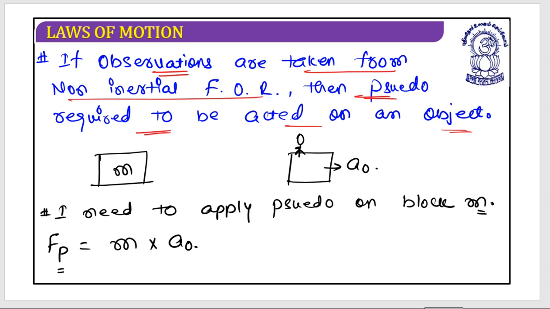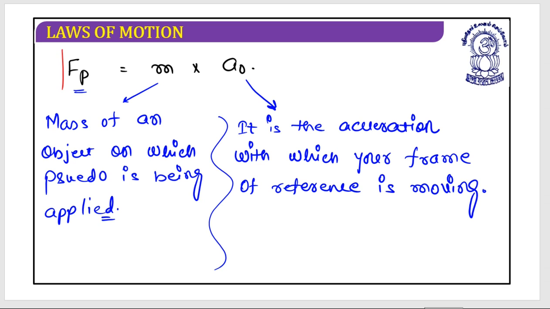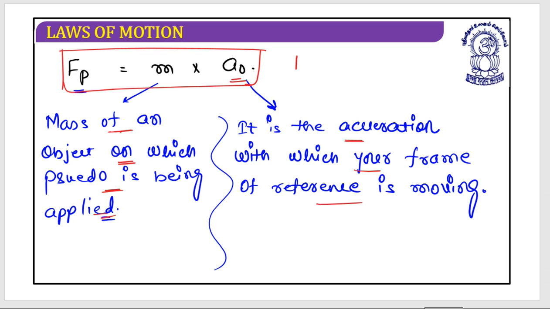Now how do I apply a pseudo force? Let's suppose I am moving in a car with acceleration a naught and I am seeing this box. Then I need to apply a pseudo force on block M, so that I can observe it correctly. The magnitude of the pseudo force would be equal to m into a naught, where m is the mass of the object on which pseudo force is being applied, and a naught is the acceleration with which your frame of reference is moving. Now this is the magnitude of pseudo force.